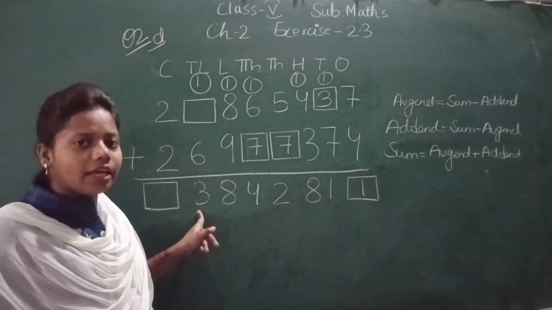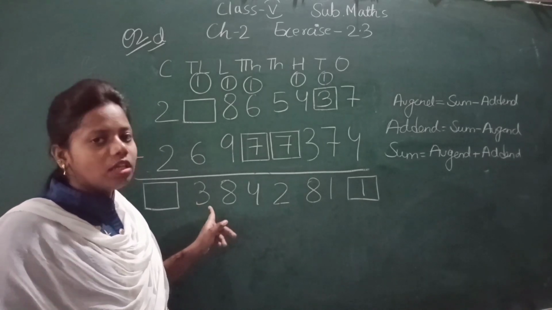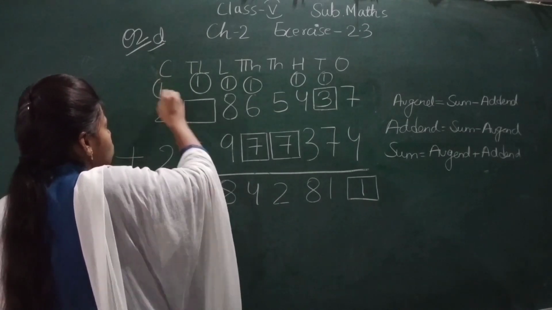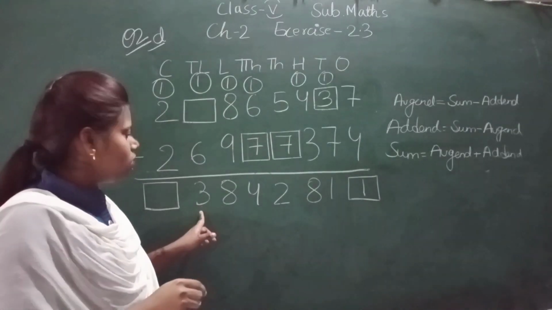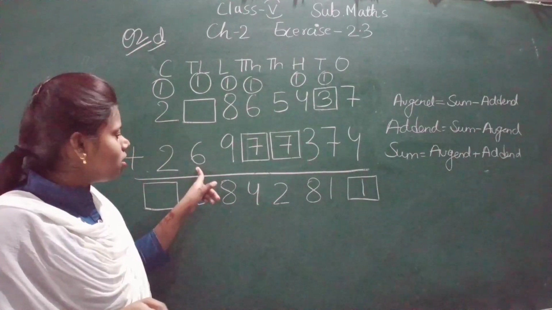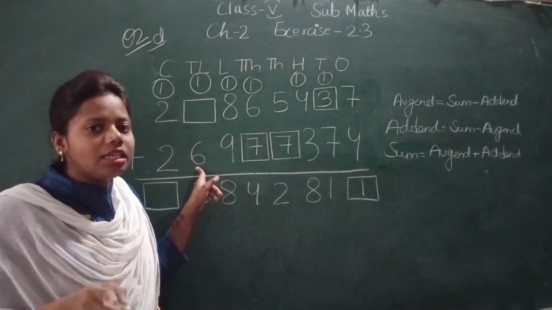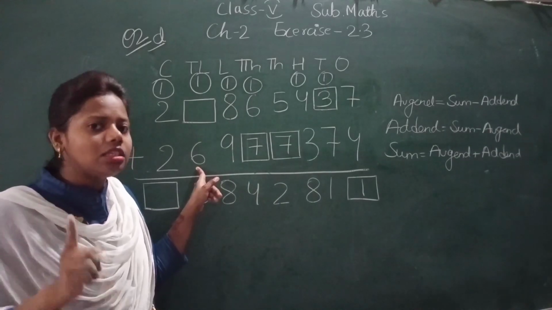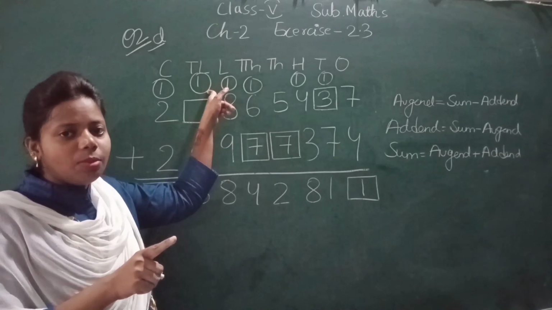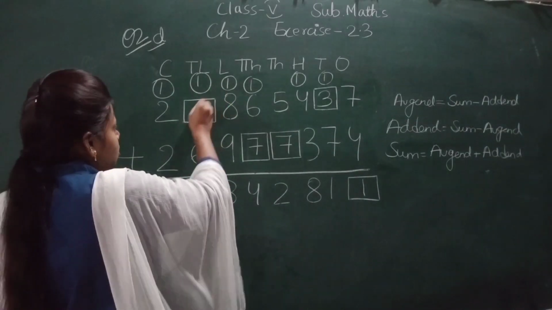Okay. Now let's do this one. Again you see sum is smaller. So again what do you have to do? 1 is carried over to the crores column. Okay. So this 3 will become 13. 13 minus 6 is how much? 13 minus 6 is 7. So already 1 is here. 7 minus 1 will be how much? 6. So we have to write here 6.